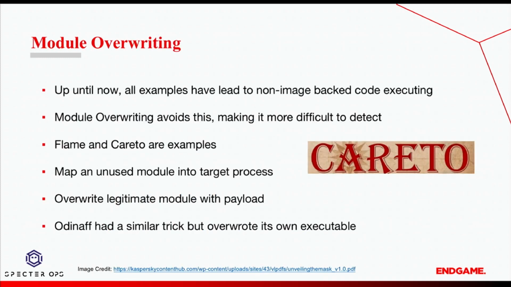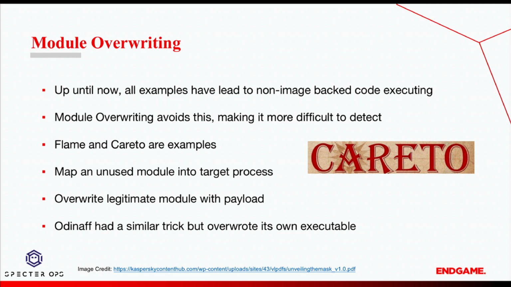Module overwriting is where we're starting to get into the more advanced territory. Up until now, all the examples that we've talked about really end up with unbacked code or floating code executing in memory. But some more advanced APTs can avoid this. They can actually live in mem image type memory. So this is something you should be aware of. I don't know if there's an official term for this, but I'd refer to it as module overwriting.